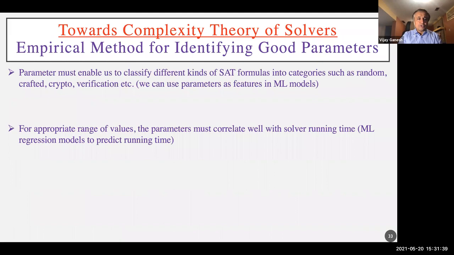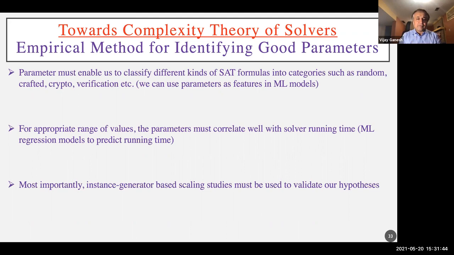We need to make sure that the parameters we identify that characterize the structure of Boolean formulas must be able to distinguish between random formulas and crafted formulas on the one hand, and structured formulas like crypto and verification formulas on the other. And further, the parameters must correlate well with solver running time. If you take a Boolean formula, it's like a graph. It's a very complicated structure, and it has a lot of information in it. You can parameterize it in a variety of ways, but the meaningful parameters are the ones that correlate well with solver running time, because that's when we know the parameter matters in explaining why the solver works well.